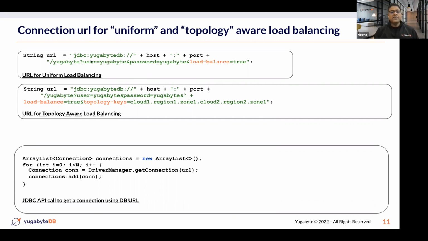So the Postgres URL is jdbc:postgresql. All you need to do is change the URL to jdbc:yugabytedb. And the orange color I have used just highlights the new properties which I have added. So the property is load-balance equal to true. So all you need to do is go and do this in your application.